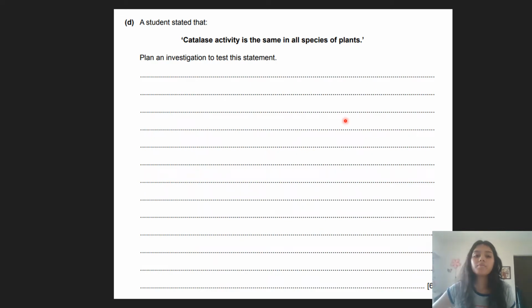So to test your independent variable, you're going to need variations of your independent variable to test in different species of plants, right?